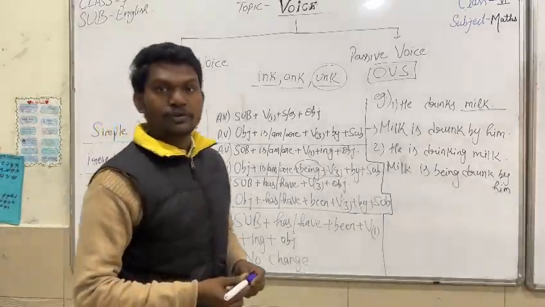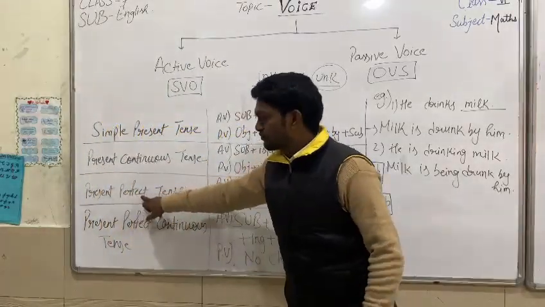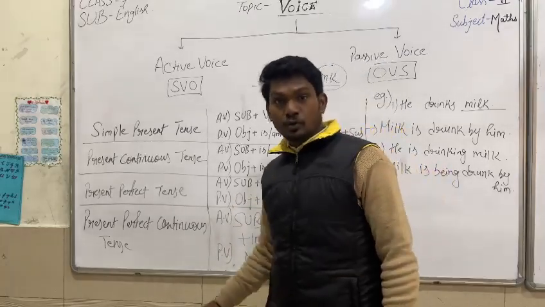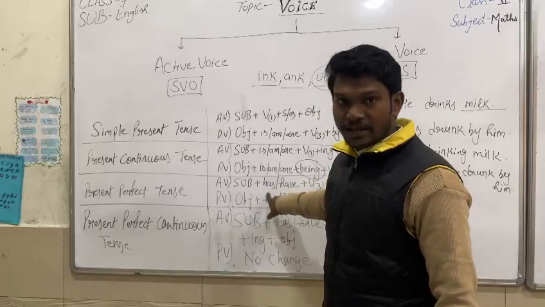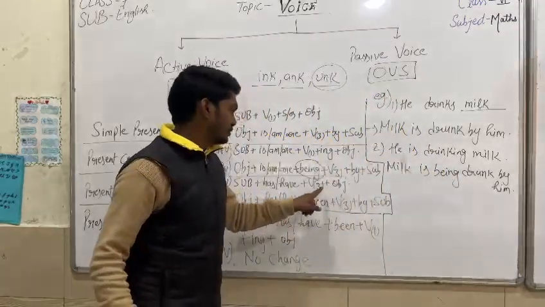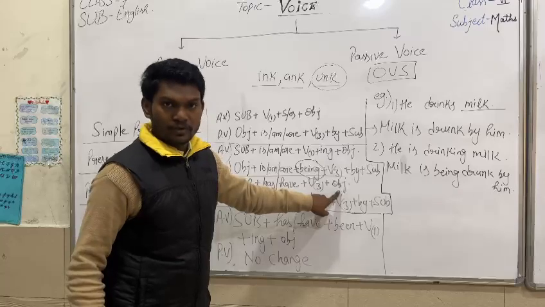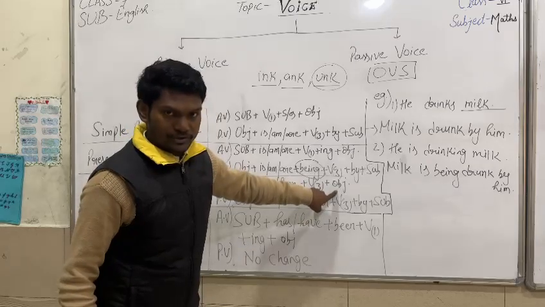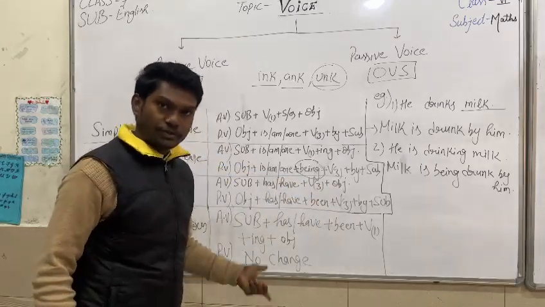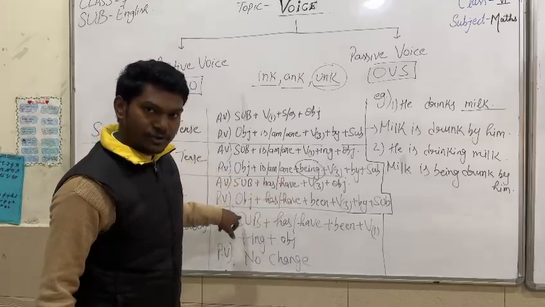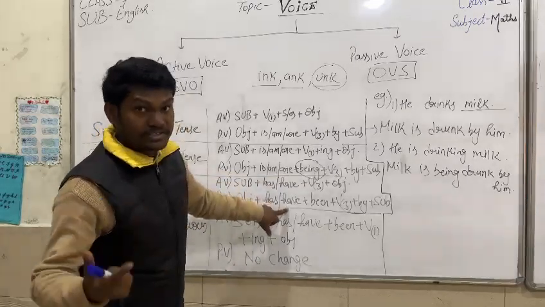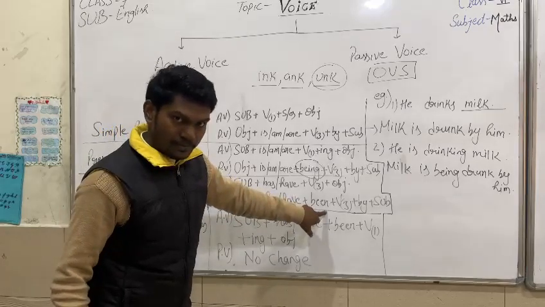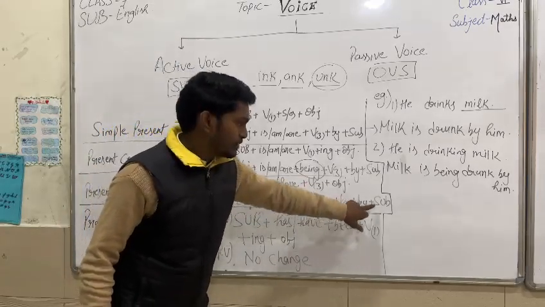Now, moving to the next type of present tense, it is present perfect tense. So, the active voice affirmative rule is subject plus has/have plus third form of the verb plus object. This is the active voice rule for present perfect tense. Now, to change it into passive voice, the rule goes as object is taken first, we know. Object plus has/have because the tense does not get changed. So, object plus has/have plus been followed by third form of the verb plus by plus subject.